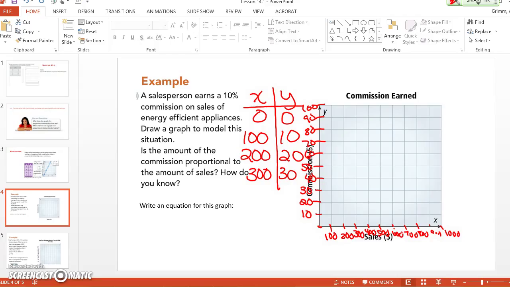So if I sell 0, I don't get anything. But if I sell $100, I get 10. So we graph it. And then we just said the data is continuous. So we're going to make a line. And you draw our line.